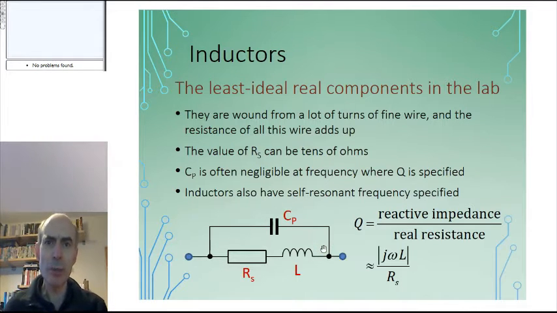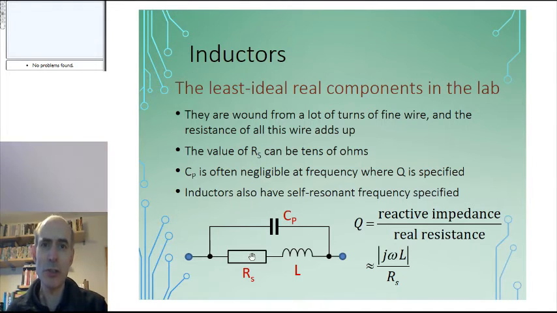And instead of the dissipation factor that's often used to characterize capacitors, inductors are often specified in terms of a Q value. And the Q factor is almost the exact inverse of the dissipation factor used to specify capacitors. The Q factor here is the reactive impedance divided by the real resistance. So it's the value of j omega L, or the magnitude of that, divided by Rs, the size of this parasitic resistor there. And that resistor can be quite substantial.